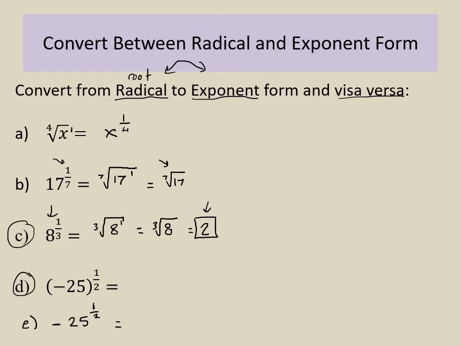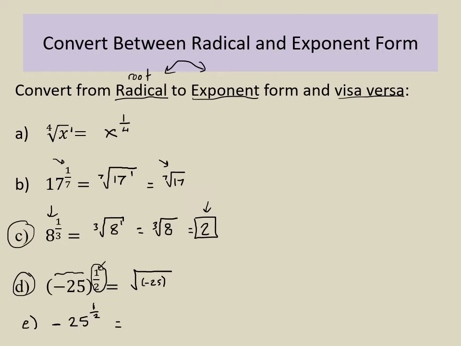Okay, what about this next one? We have a negative 25 to the power of 1/2. Now keep in mind that the whole negative 25 is in parentheses. That means all of it is raised to that power of 1/2. The whole negative 25, the negative and the 25. So let's build our radical. Now the whole thing, the whole negative 25 is going to be inside the radical.